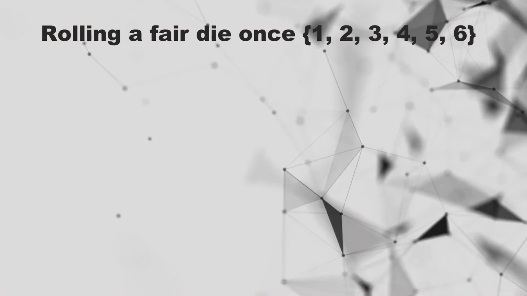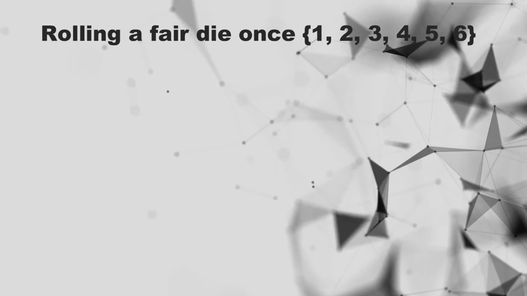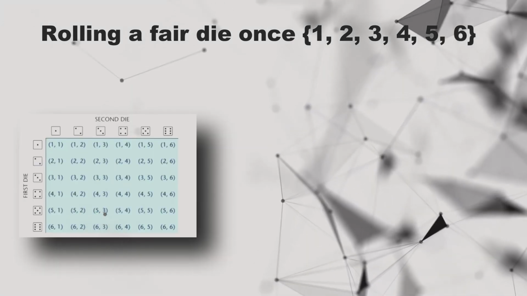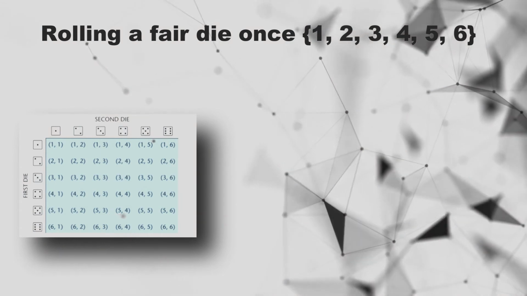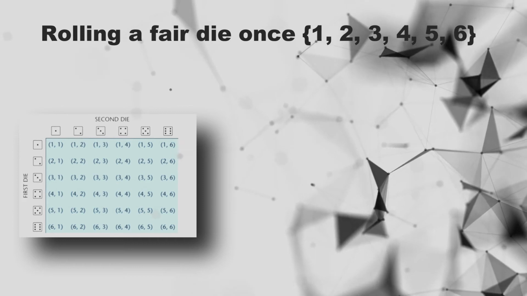Now let's assume we decide to roll 2 fair dice at the same time. So what is going to be the sample space, or what does the sample space look like? And this is what our sample space looks like. If you take a closer look, you can see that we have a total possible outcome of 36.